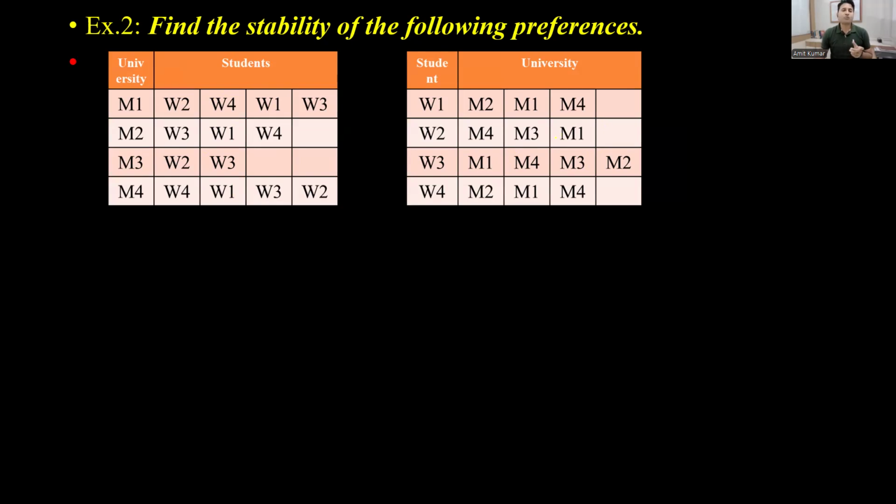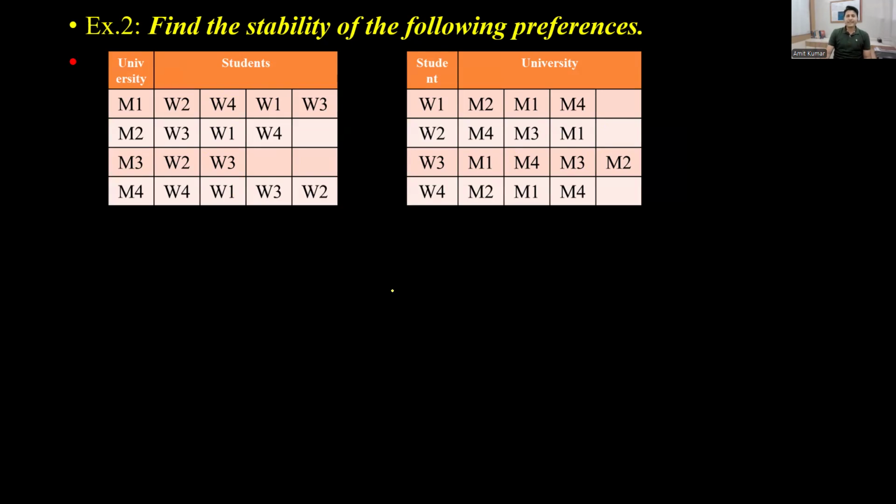It's not always a square matrix. Does everyone have to give a preference to everyone? No, it's not necessary. It may be possible that an individual gives only 1 preference or only 2 preferences or 3 preferences. So it may be possible.